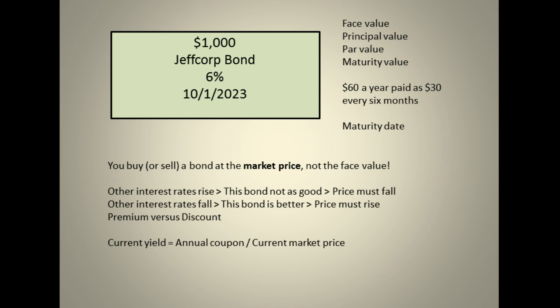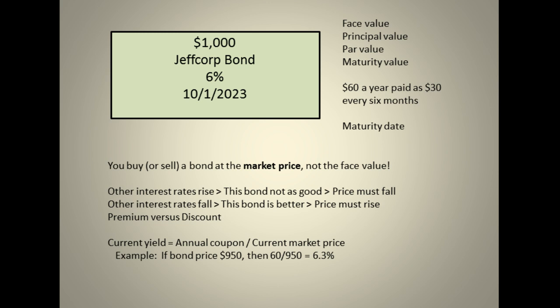Finally, one other piece of information that we may want to know is called the current yield. The current yield is what you get when you take the annual coupon amount, the $60 a year, and divide it by the current market price. As an example, let's say that this bond is $950 in the market. That means that you would pay $950 for it. We take the annual coupon amount, $60 a year, divide by that current price, $950, and we would get 0.063, which is 6.3%.